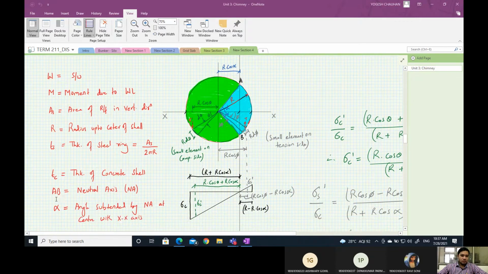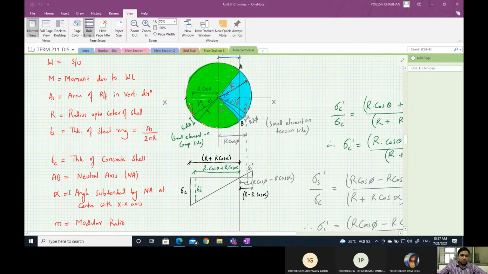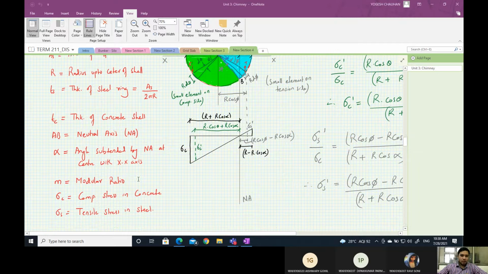Then AB is the neutral axis. This line is the neutral axis, which cuts the steel ring at the center of the shell at A and B. Alpha is the angle subtended by the neutral axis. If this is O, then angle AOX is alpha, and angle BOX is also alpha. So this angle is alpha, and this angle is alpha. That is the angle subtended by the neutral axis at the center of the shell with the x-axis.